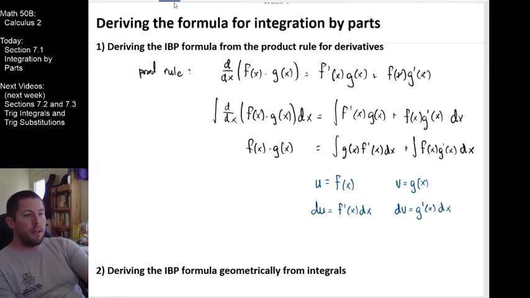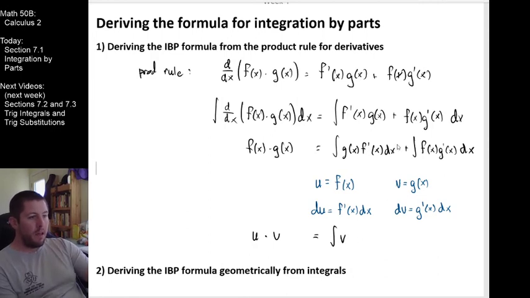So based on those two substitutions that I just made, I can go ahead and rewrite all the terms that I've got in this scenario right here. It looks like on the left-hand side, this is really just the same thing as u times v. And on the right-hand side for my integral here, I've got the integral of g of x, I called v, f prime of x dx, what I'm calling du, plus the integral of, over here, f of x is u, and g prime of x dx, that's dv.